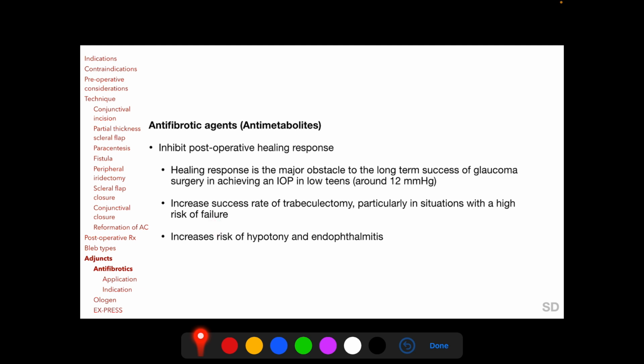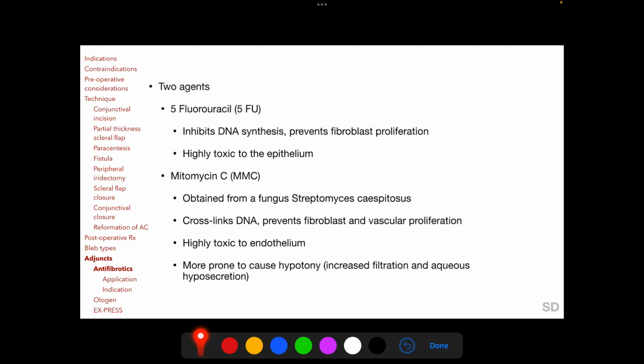On the other hand, by improving aqueous outflow, antifibrotic agents or antimetabolites increase the risk of hypotony and endophthalmitis occurring following trabeculectomy. Two antimetabolite agents are usually used: 5-fluorouracil and mitomycin C. 5-fluorouracil inhibits DNA synthesis and thus prevents fibroblast proliferation, and 5-fluorouracil is known to be highly toxic to the corneal epithelium.